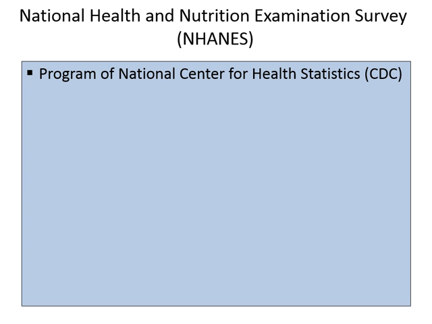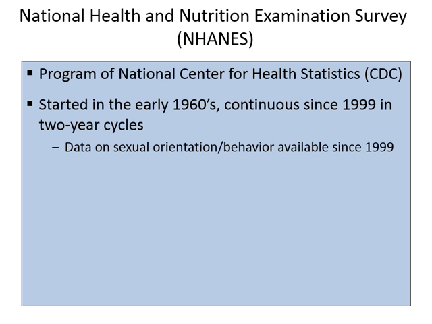So NHANES is a program of the National Center for Health Statistics run through the Centers for Disease Control. In fact, all of the surveys I'm talking about today are run through CDC in some form or another. NHANES has been around for a long time. It started in the early 1960s. From the early 60s to 1999, it was sporadic. In 1999, it became a continuous survey, and it's in 2-year cycles. So when you're looking for NHANES data, you'll see data for 1999 and 2000 pulled together, 2001, 2002 pulled together. And that's how all of the data from NHANES is released.